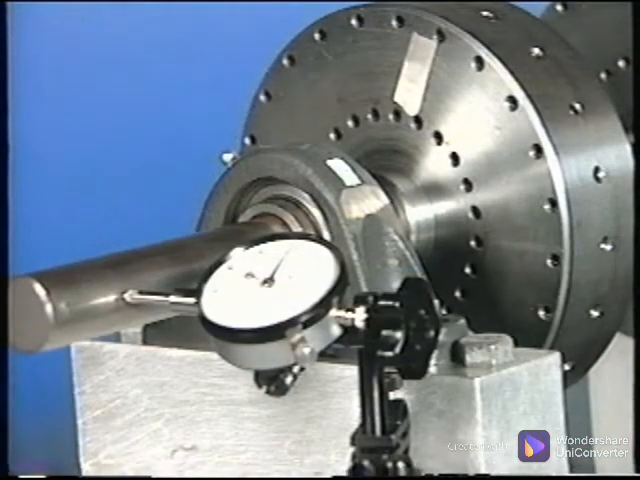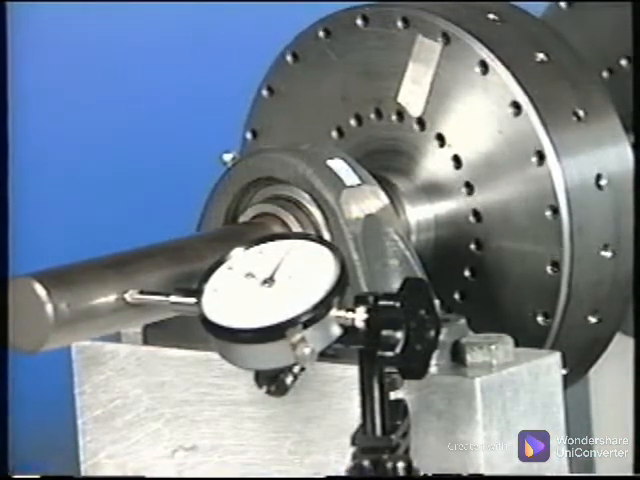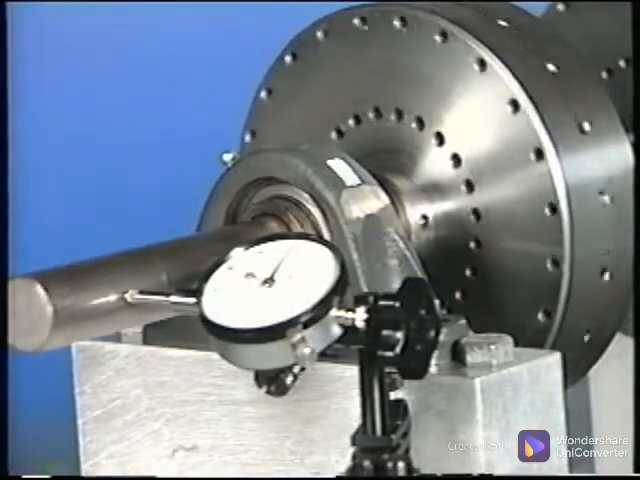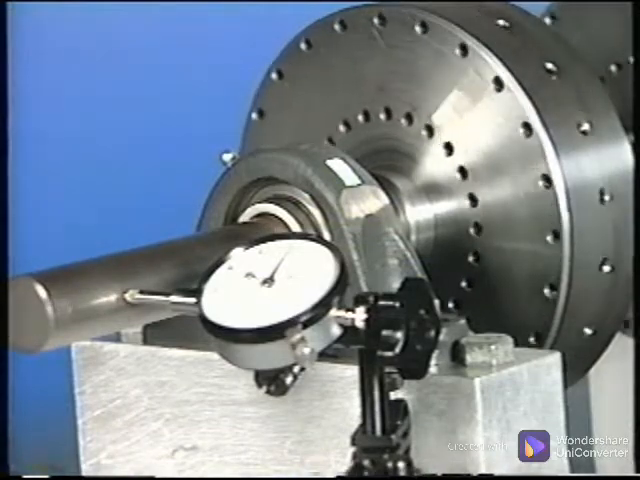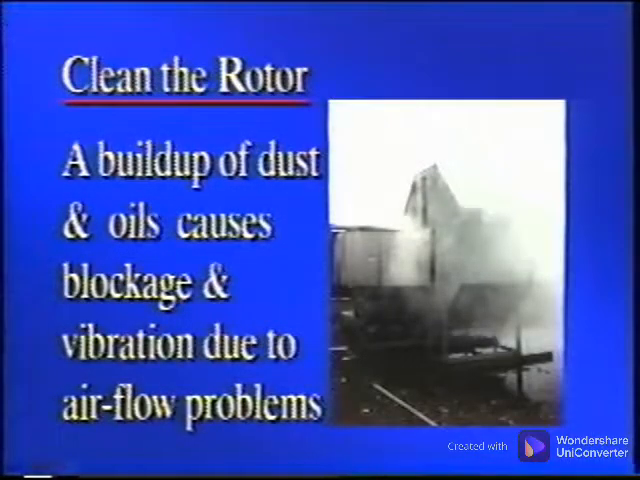Use a dial indicator and check for a bent shaft. A severe unbalanced condition can cause a shaft to bend, but it is very difficult to correct a bent shaft by balancing. Clean the rotor before balancing.